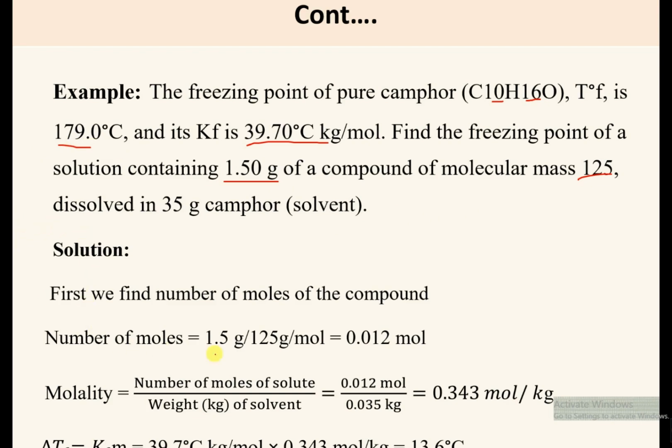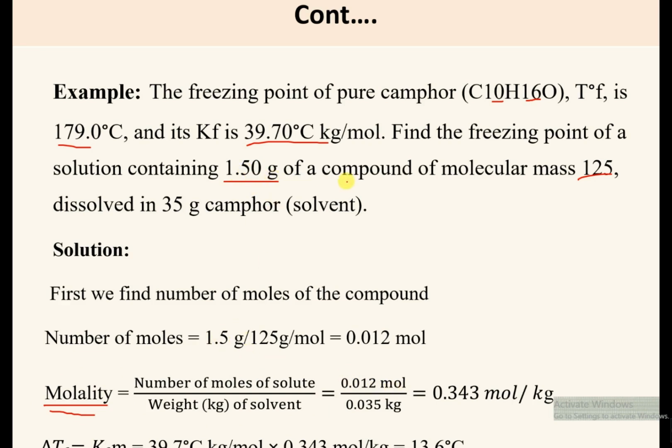Let us see it. Okay, let us first calculate the molality of the solution. The definition: number of moles of solid divided by weight of solvent reported in kilogram. So this is the given mole, 0.012 mole. Actually it's not given.